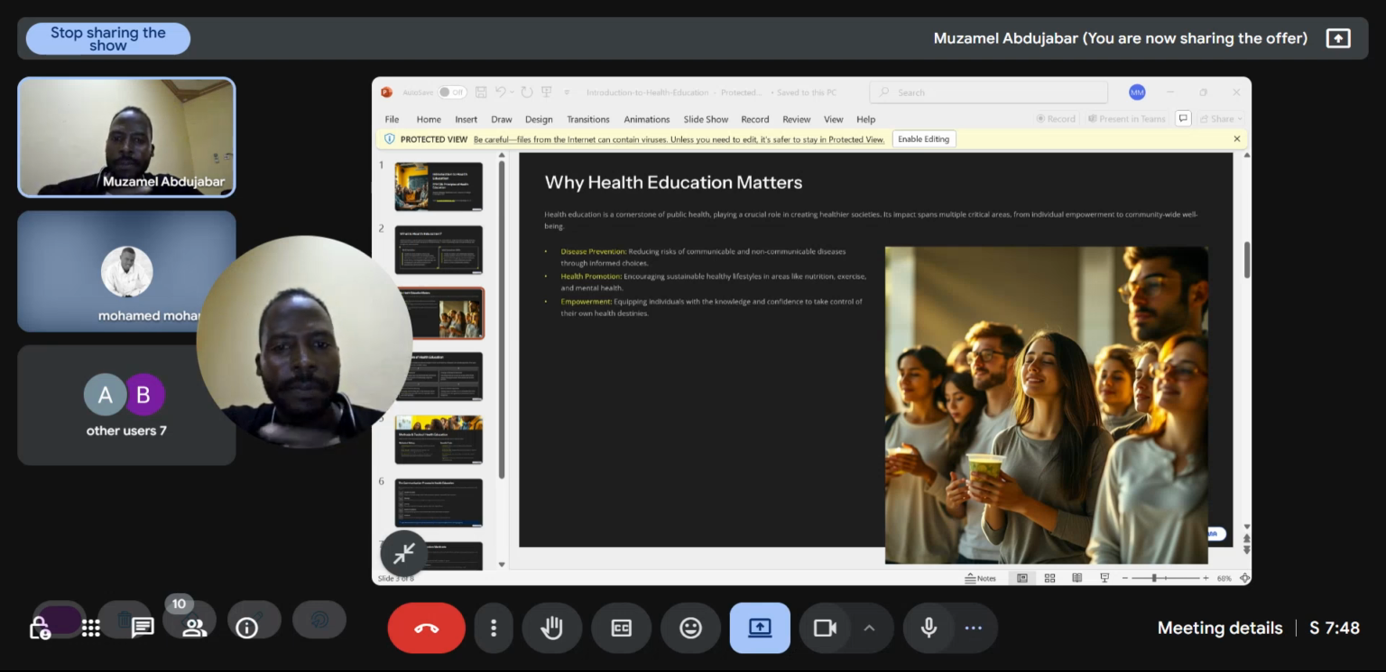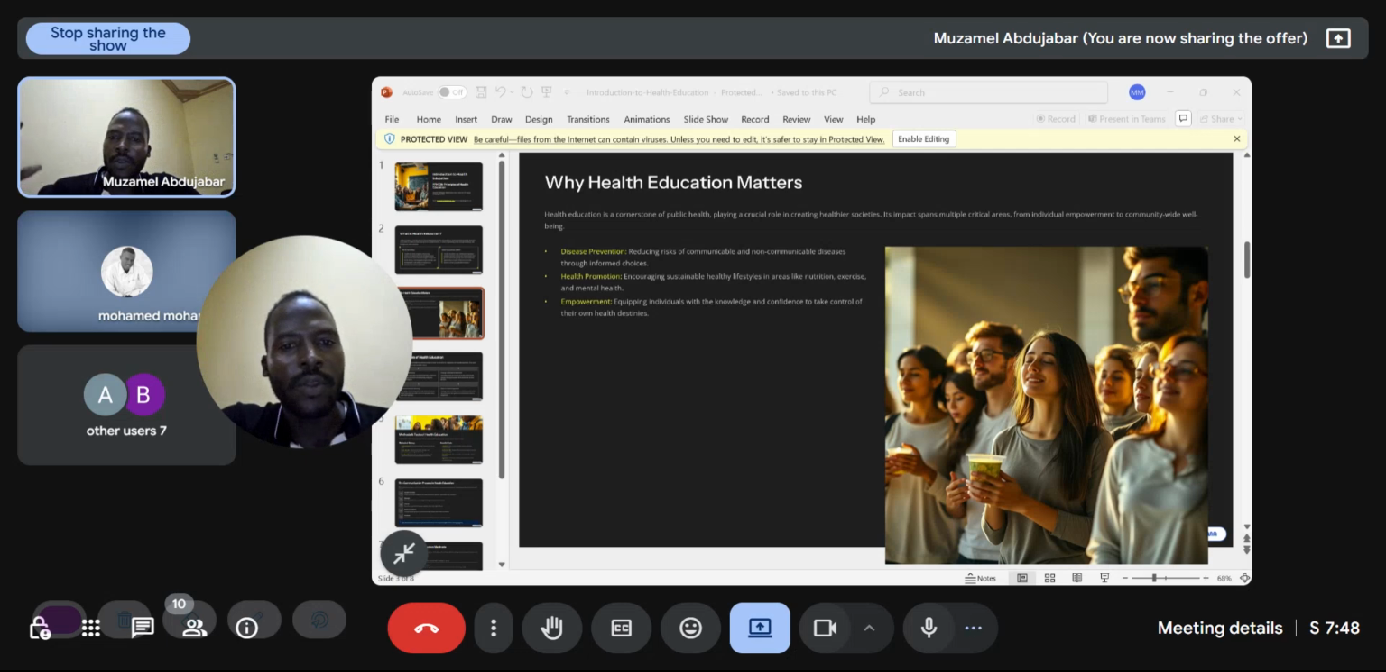Additionally, empowering keeps the individual with the knowledge, giving them good knowledge and good information to control themselves from the disease. Yeah, this is empowering them. Why are we studying health education? The question asks why we study health education, with three main pillars.